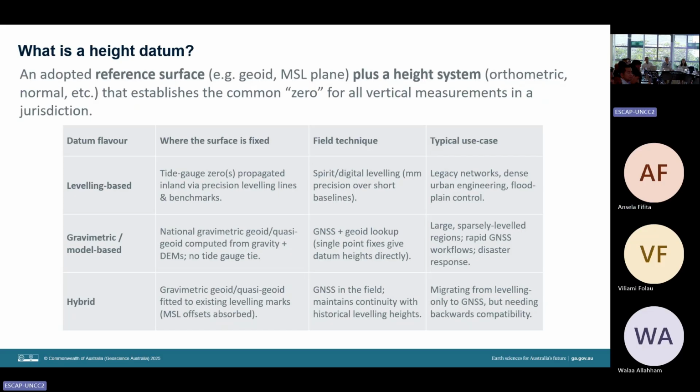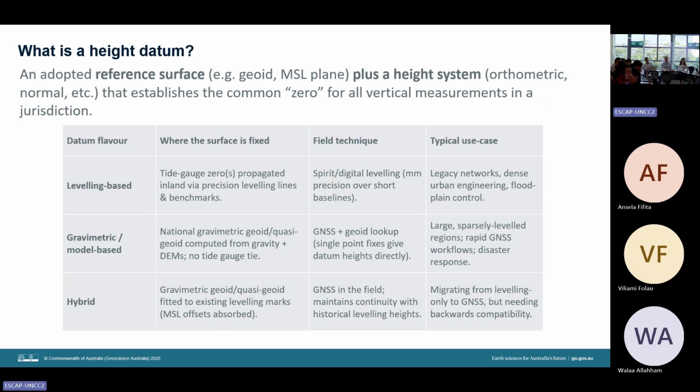So as I see it, there's really three major flavors of physical height datum, each with very distinct characteristics, field methods, and use cases, and really led by the intended measurement technique. So we have leveling-based datums. These are typically tied to tide gauge 0 points, carefully propagated inland using spirit or digital leveling. Generally speaking, they achieve millimeter precision over very short distances, but it comes at the cost of very labor intensive methods, particularly when you're trying to cover very large areas or having dense networks.